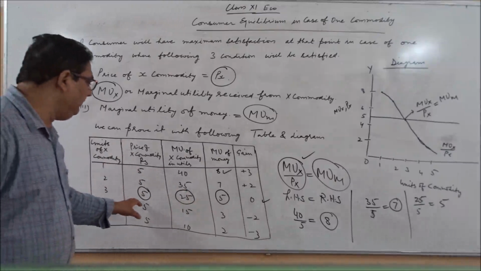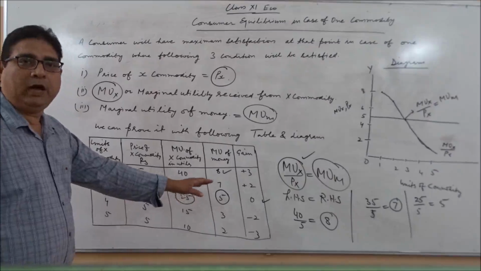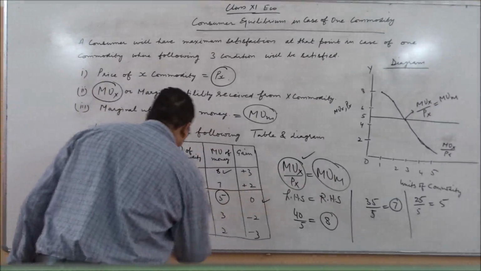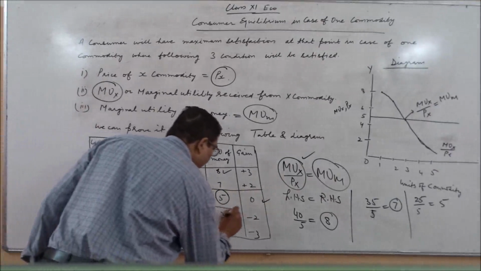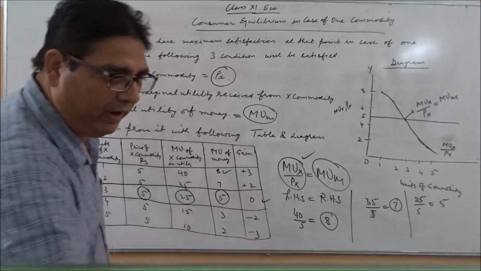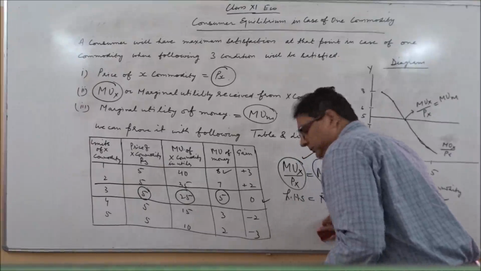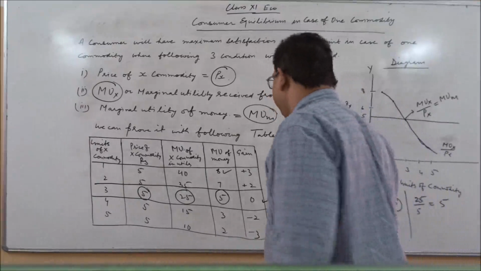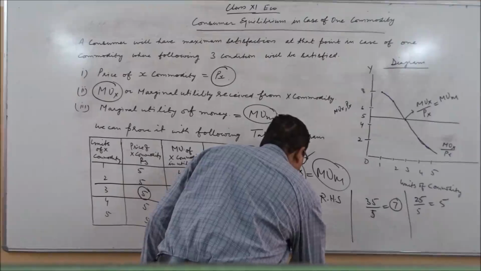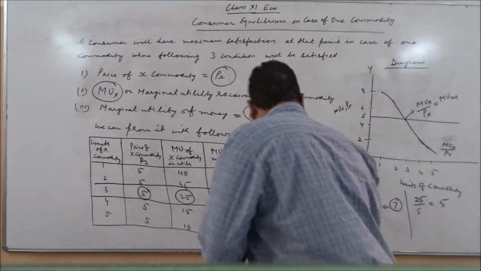So my dear students, he will stop purchasing that commodity up to the third unit. After that, if he continues purchasing that commodity, he will have a loss. How can we find out the loss? We can find out the loss by dividing MUX by PX.